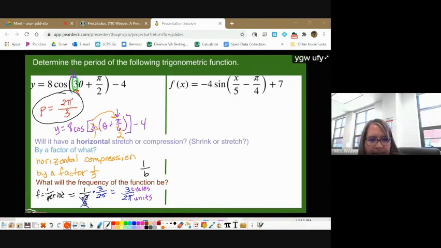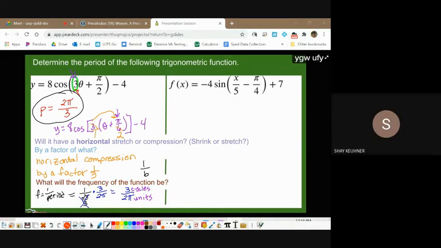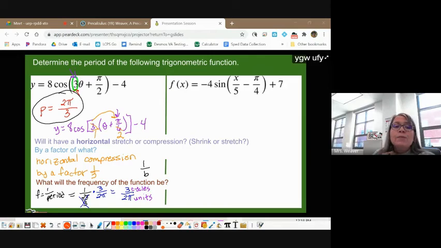Does that make sense? Miss Weaver, uh-huh. I'm confused on why it's a horizontal compression because I thought you said if the value's over 1, then it would be a stretch. That was for vertical. Remember we said vertical is, we thought about our IHOT over acronyms?